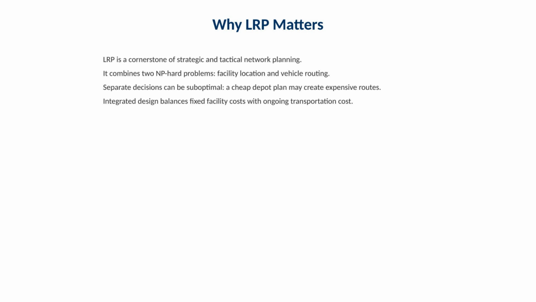The location routing problem matters because it connects strategy and daily operations. Facility location decisions shape the entire distribution network, and routing decisions determine how the network performs in practice. Because it combines facility location and vehicle routing, it inherits the difficulty of both. That is why solving the decisions separately can easily create an expensive overall system.